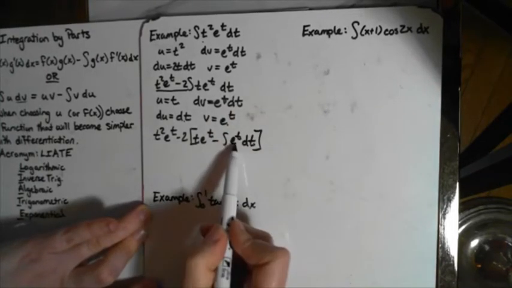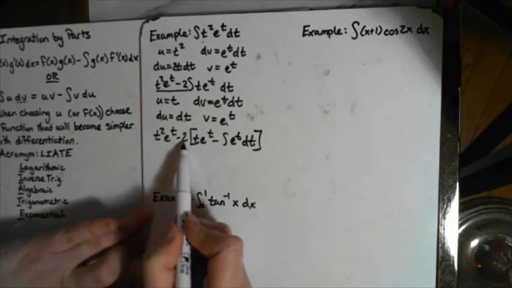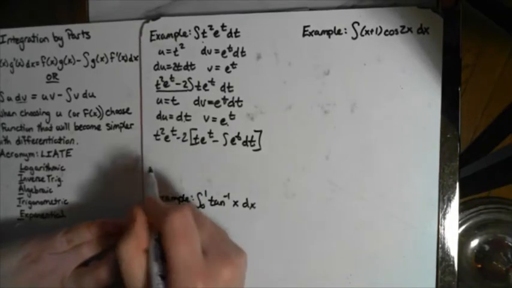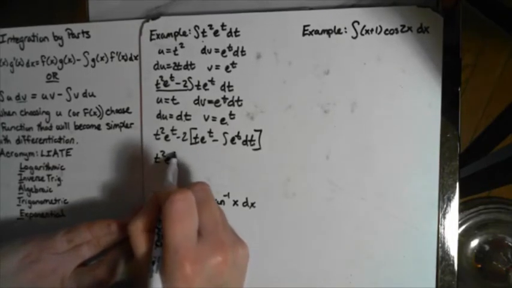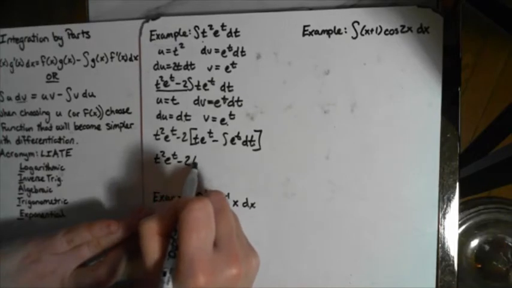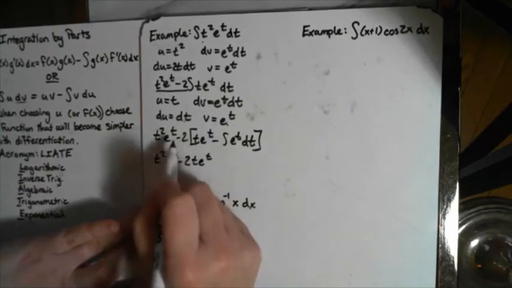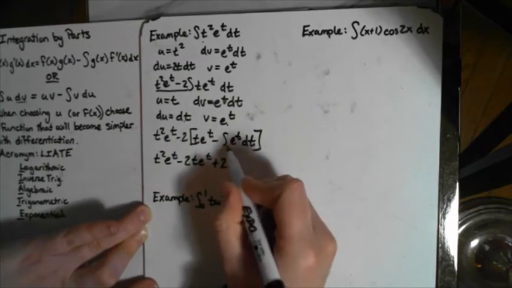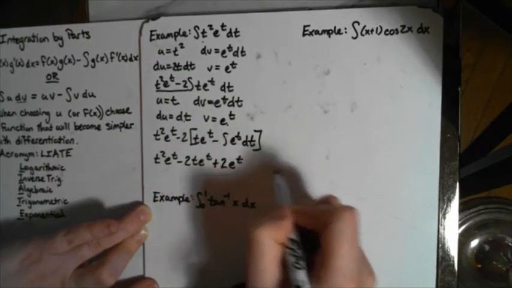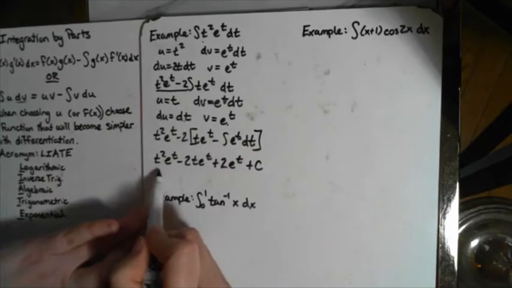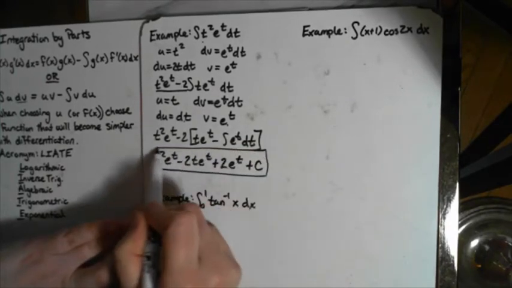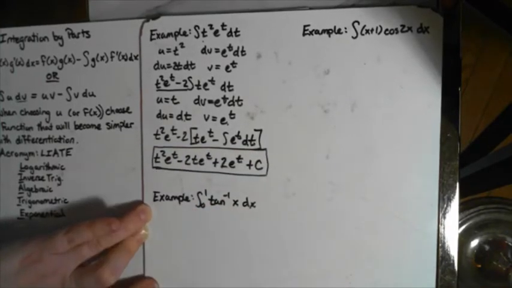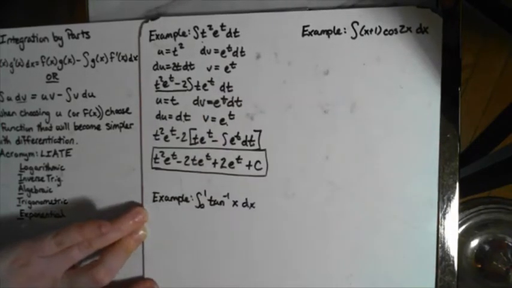Okay, this integral is just e to the t, and I have to distribute in my negative 2. So I have t squared e to the t minus 2t e to the t. Negative 2 times negative 1 is positive 2, and this integral is just e to the t, and plus c at the end. So that's that one. Okay, we're going to go on to this one next.